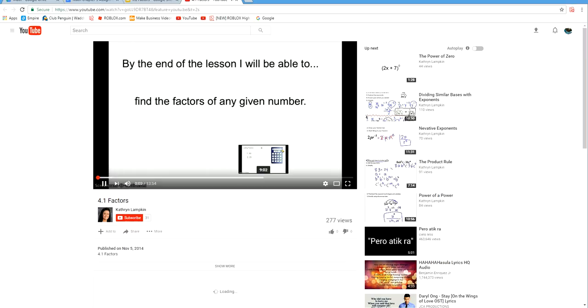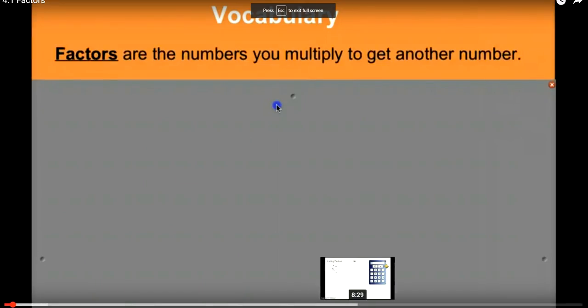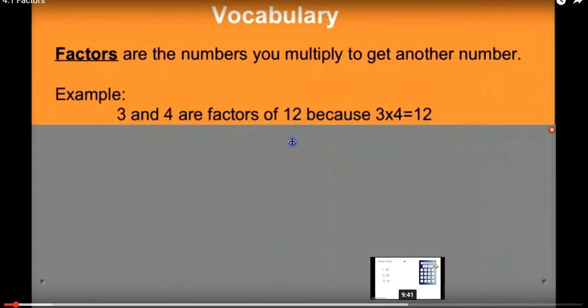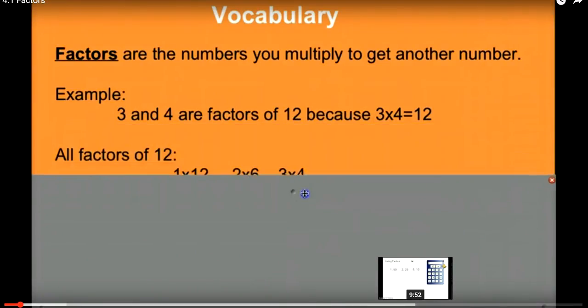By the end of the lesson, I will be able to find the factors of any given number. Vocabulary. Factors are the numbers you multiply to get another number. For example, 3 and 4 are factors of 12 because 3 times 4 equals 12.